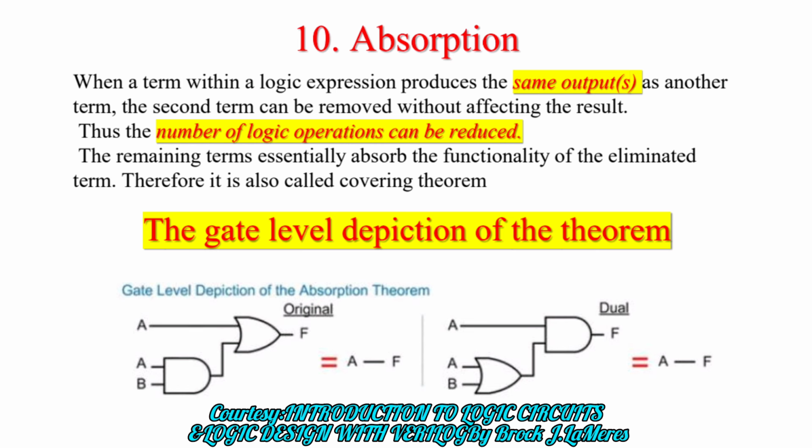For example, over here, let our expression be f is equal to a plus ab. F is equal to a plus ab means it's essentially equal to a. So even if we are removing the term ab, the output remains as f is equal to a. And its dual is shown over here. It is a into a plus b.